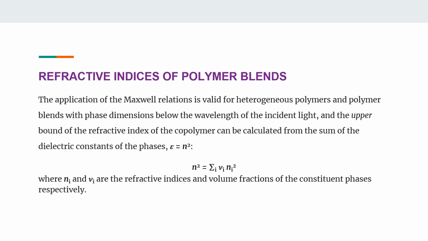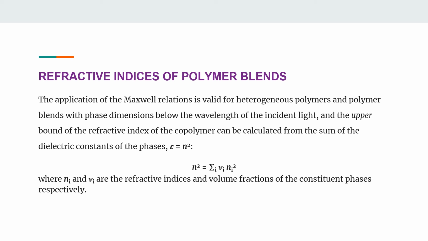Refractive indices of polymer blends. The application of the Maxwell relations is valid for heterogeneous polymers and polymer blends with phase dimensions below the wavelength of the incident light, and the upper bound of the refractive index of the copolymer can be calculated from the sum of the dielectric constants of the phases. And we know that the dielectric constant is equal to the square of the refractive index.